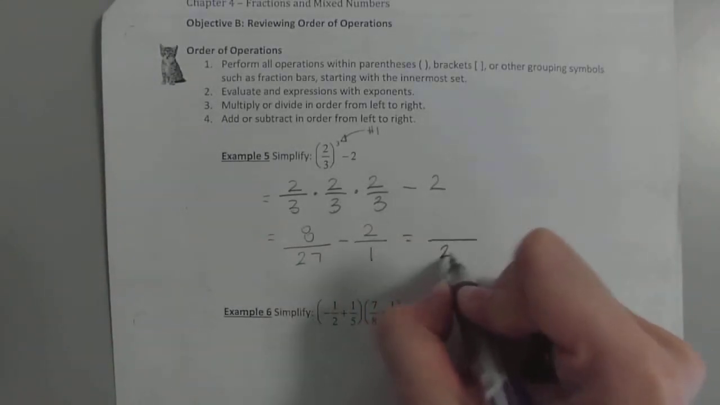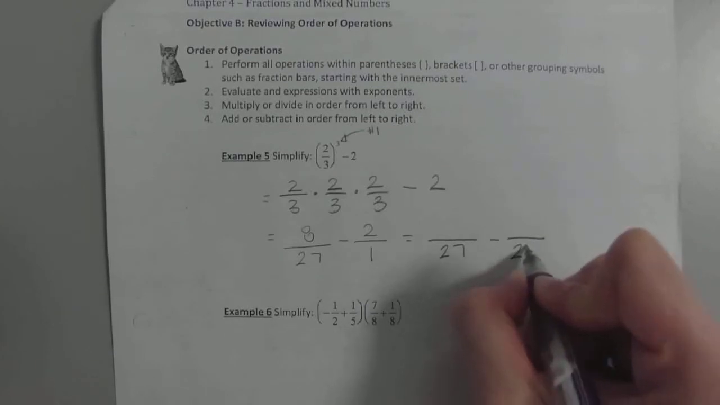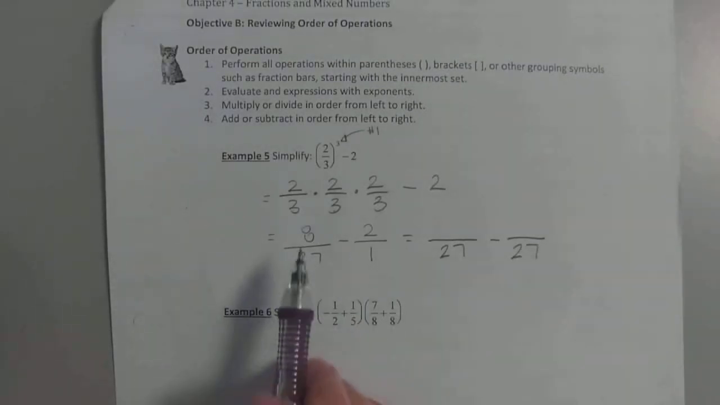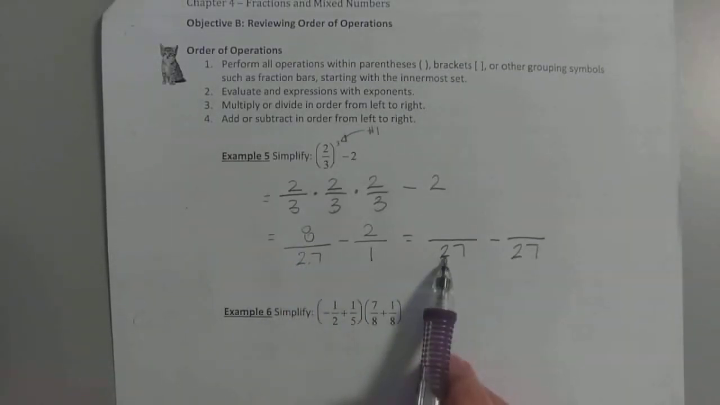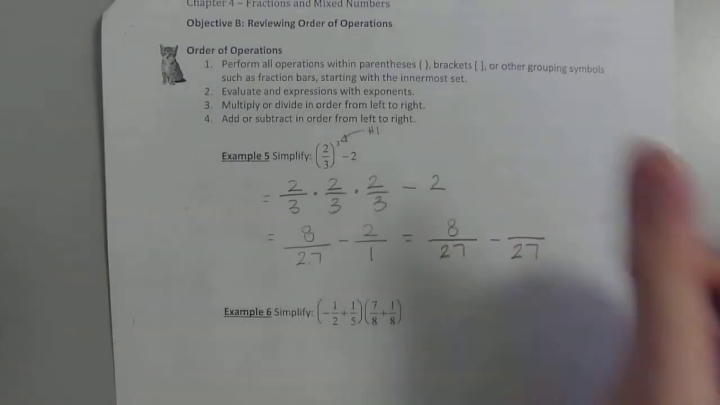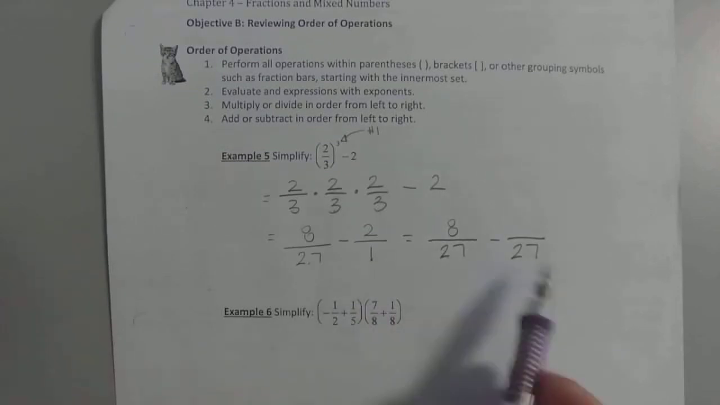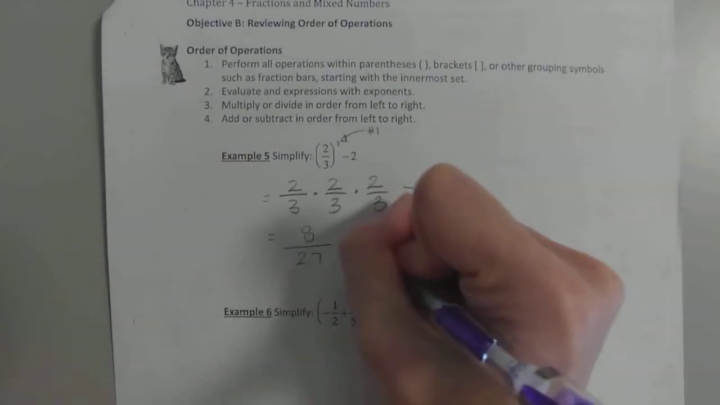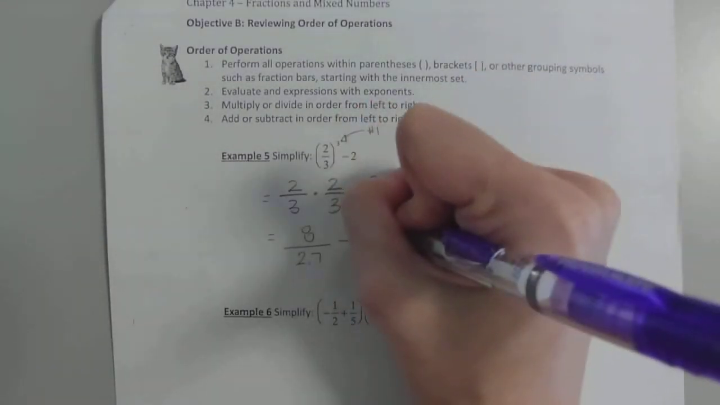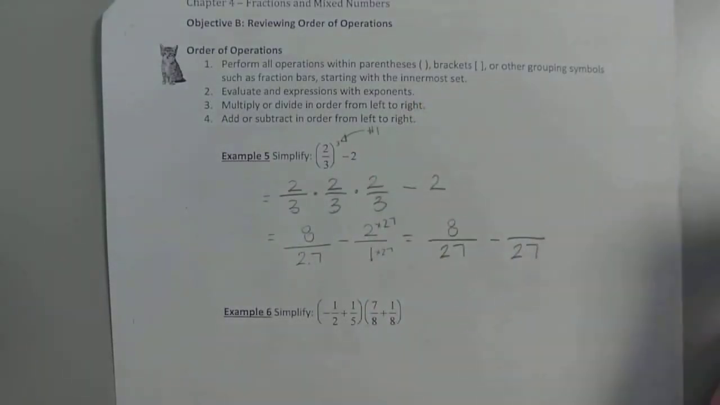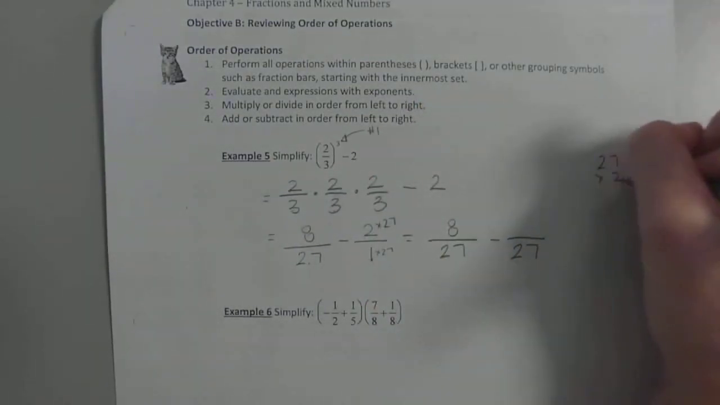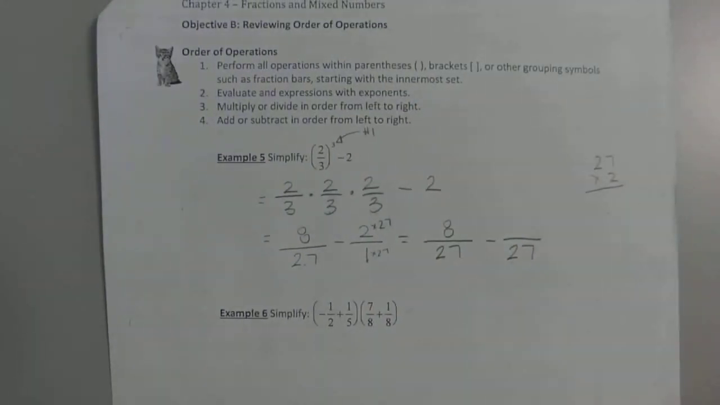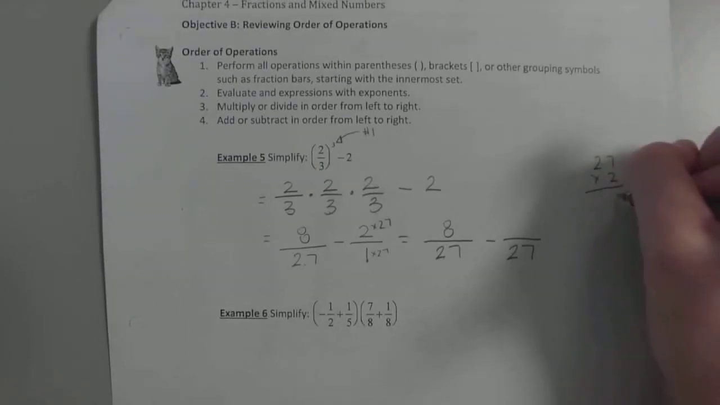Common denominator. What's really the only real denominator we have? 27. So guess what the common denominator is? 27. Okay. So guess what? This first guy gets to stay the same, and the second guy we're going to multiply by 27, right? 8 over 27 was already over 27. So what's our numerator still? 8. What do we multiply 1 by to get to 27? 27.